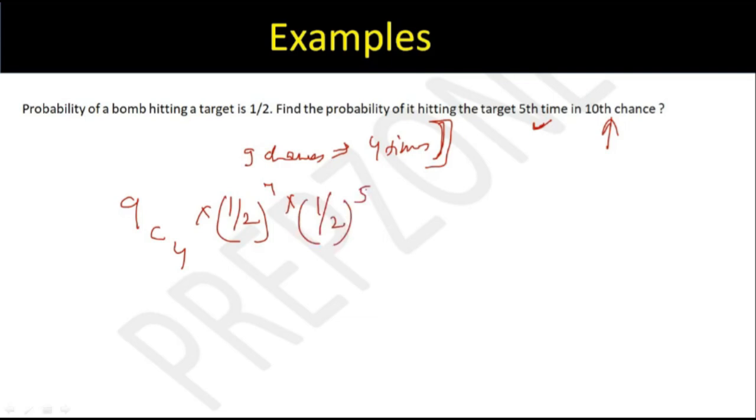Now this completes all my probability: in 9 chances, 4 times it will hit, into now the 10th chance, right? So in the 10th I want the bomb to hit. That is what is given. So the probability of the bomb hitting the target is 1/2 in the 10th position. So this becomes your answer. 9c4 into 1/2 to the power 10. Okay.